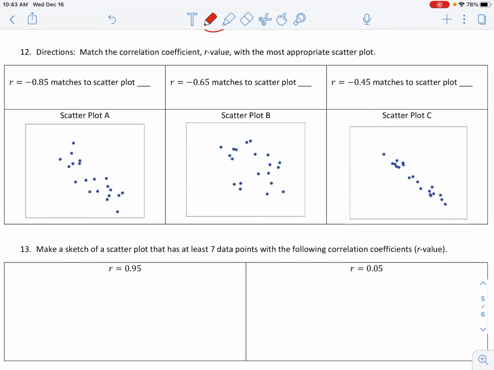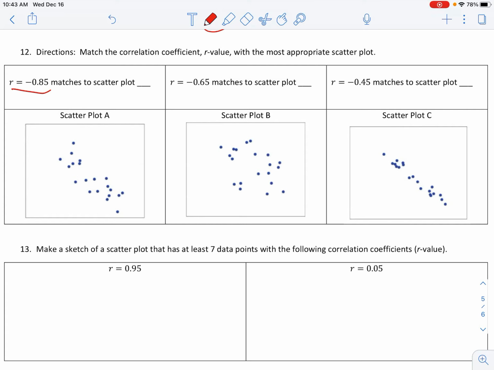Okay, on question 12 here, and really 13, they kind of go hand in hand. Match the correlation coefficient with the most appropriate scatter plot. So when I see a negative 0.85 in the first one, I want to find one that is negative, and because it's 0.85, which is relatively close to -1, it should be pretty close to being all on a line, okay, looking linear.